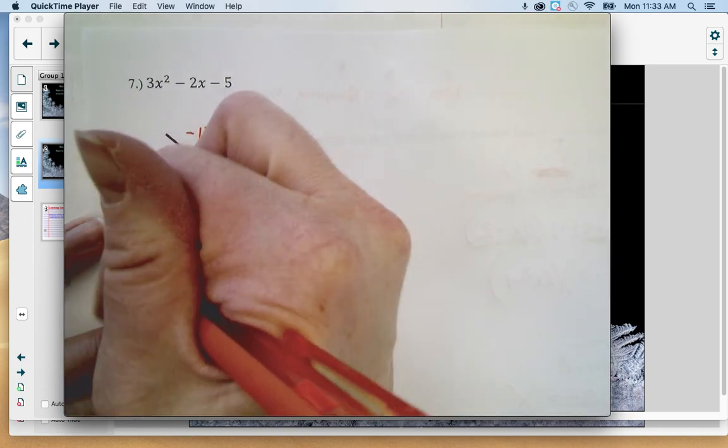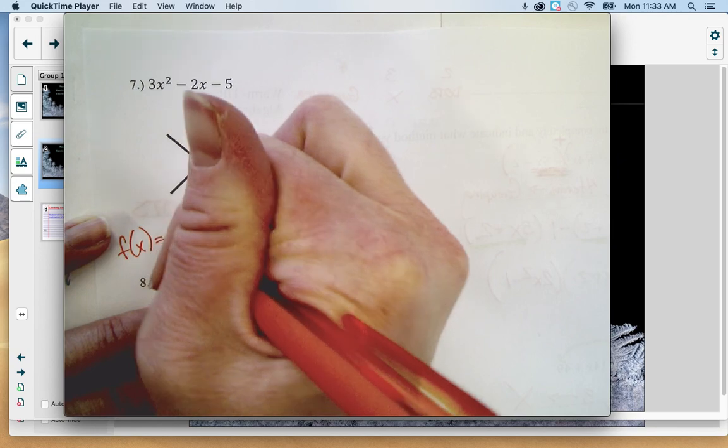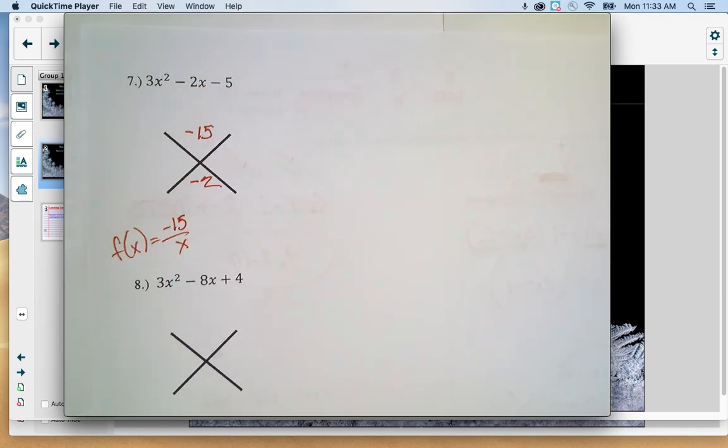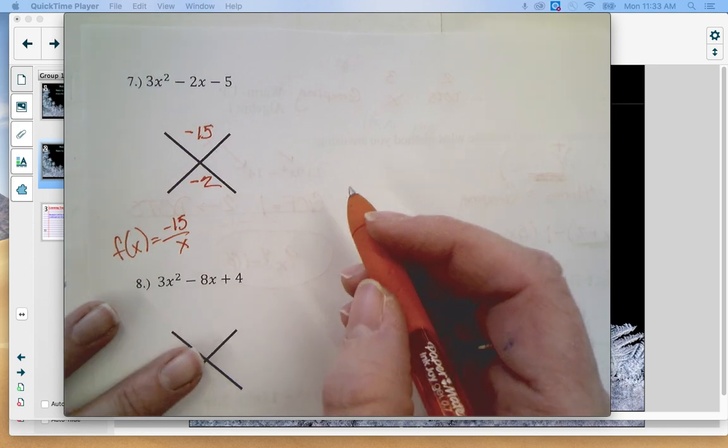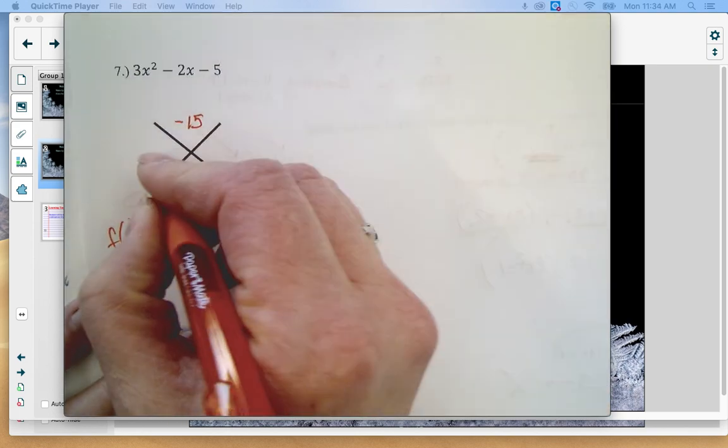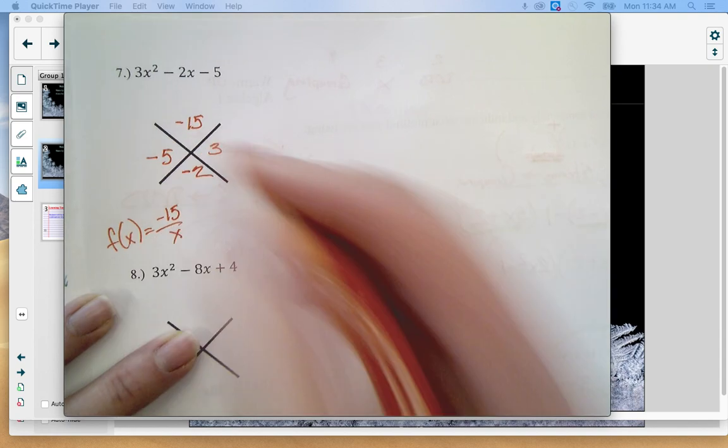What could you type into your calculator if you're not sure? Negative 15 divided by X. Use that calculator strategy. If you're not sure, I should see that calculator in your hand. I should see a new graph, negative 15 divided by X. Jake, what'd you find? Negative 5 and positive 3.